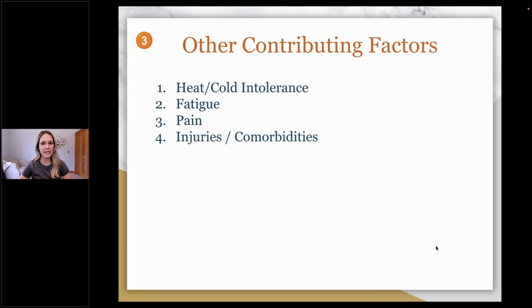Fatigue. If you're fatigued and that's what's causing your muscles to not work as well, rest is what we should be doing, not just strengthening and stretching and balance, but rest. Pain. If you're having pain and that's what's causing your walking to be limited, we need to address the pain. If you have other injuries or comorbidities, we need to address those.